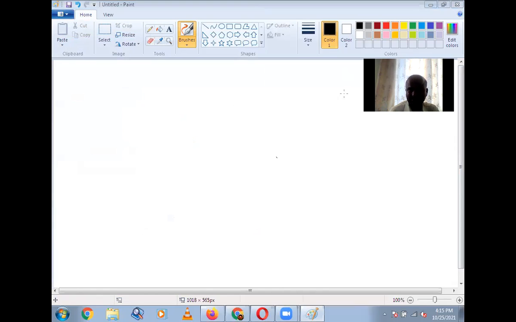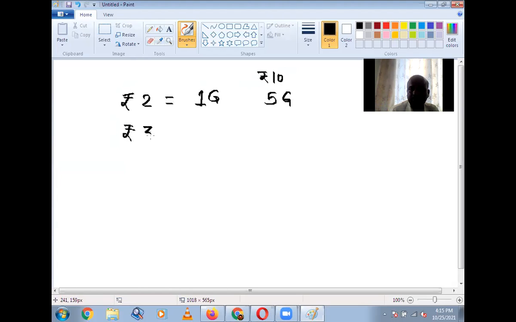To come back to our previous example, for ₹2, you get 1 guava, that is peru. For 10 rupees you will get 5 peru. For ₹3, 3; for ₹5, 5.